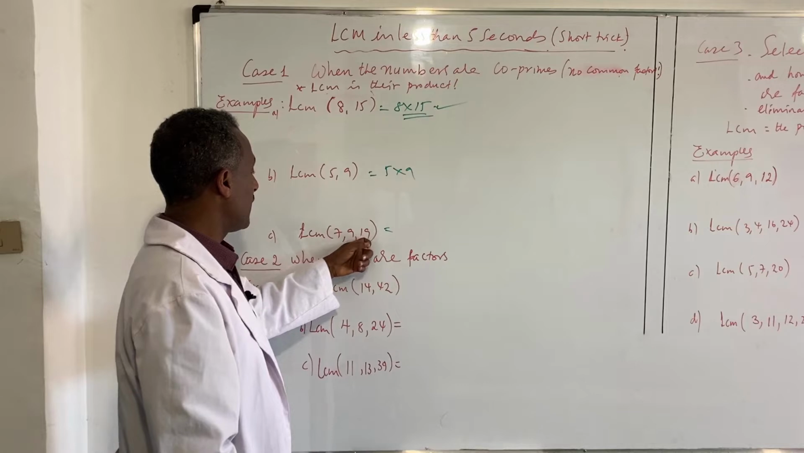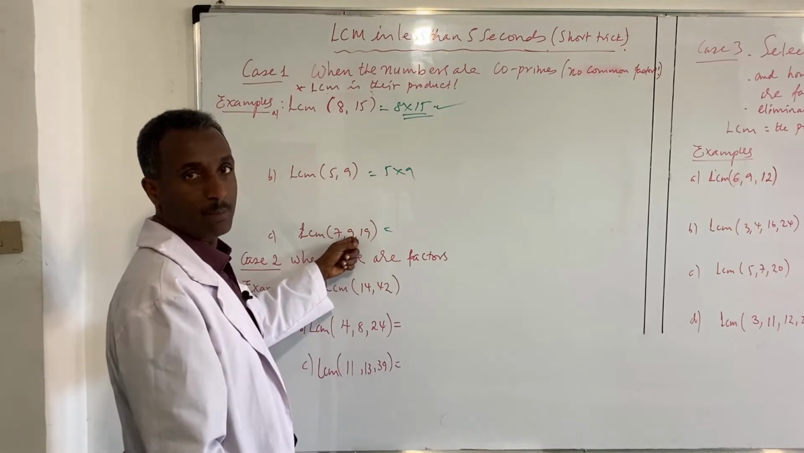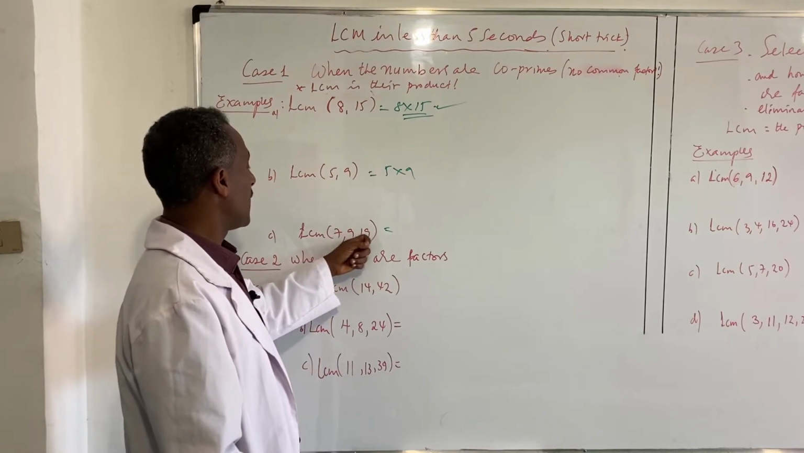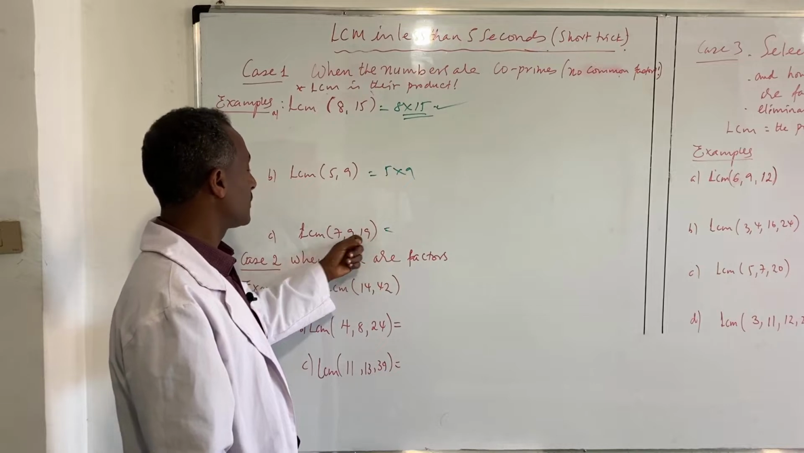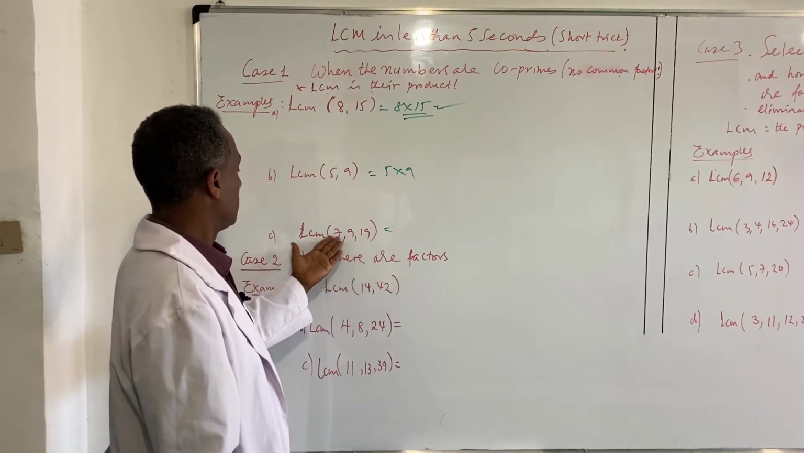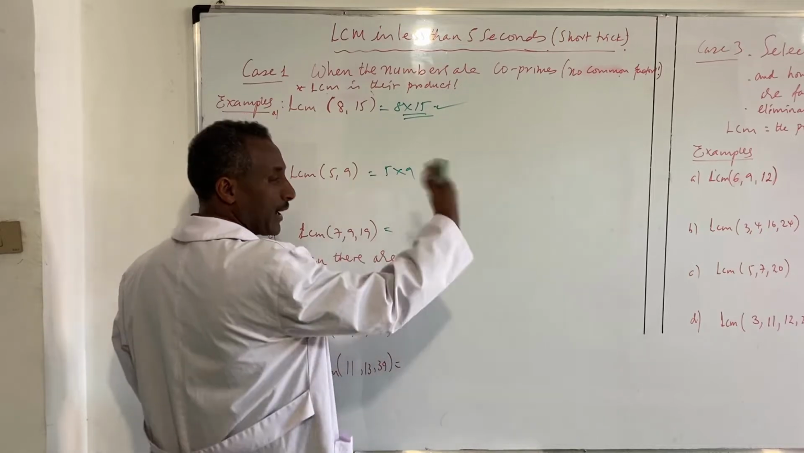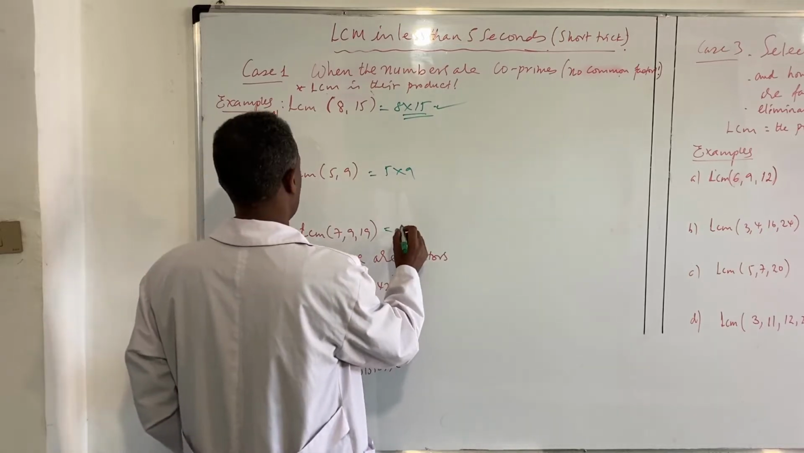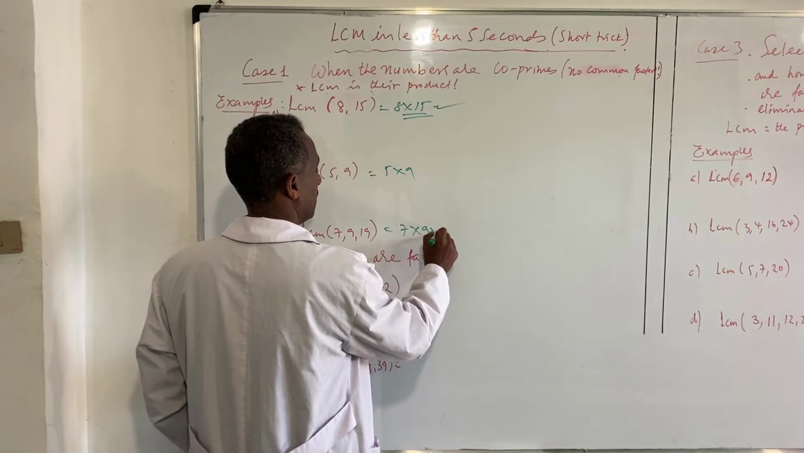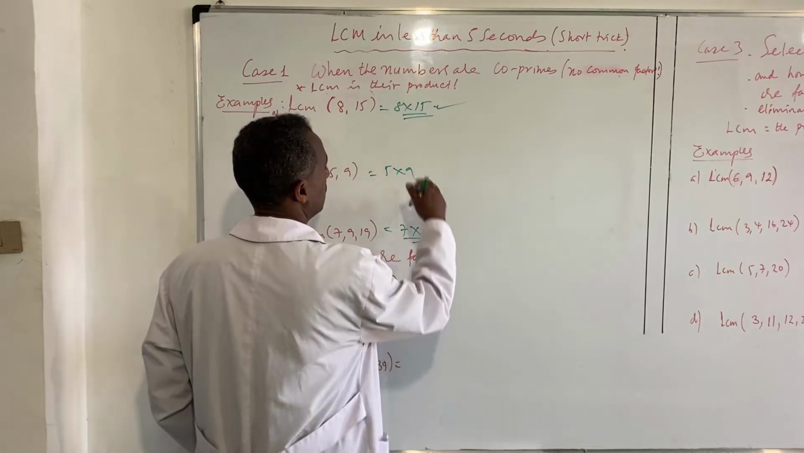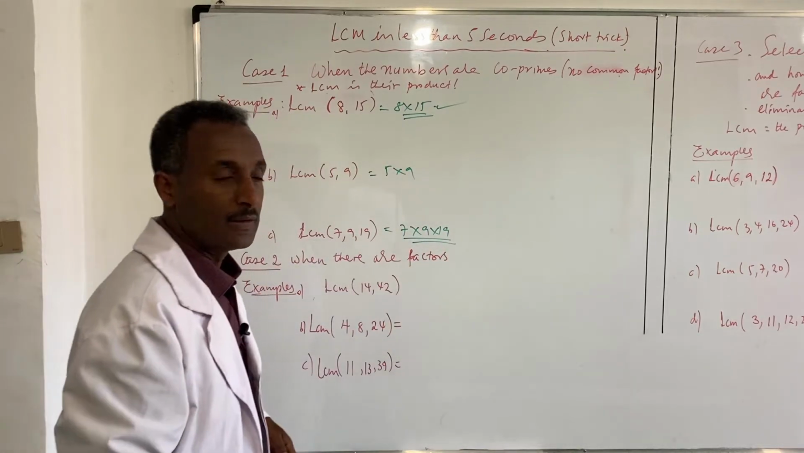7, 9, 19. 9 is a composite number. These are relatively prime numbers. They have no common factor. So the LCM of these three relatively prime numbers is simply 7 times 9 times 19. This is one case.